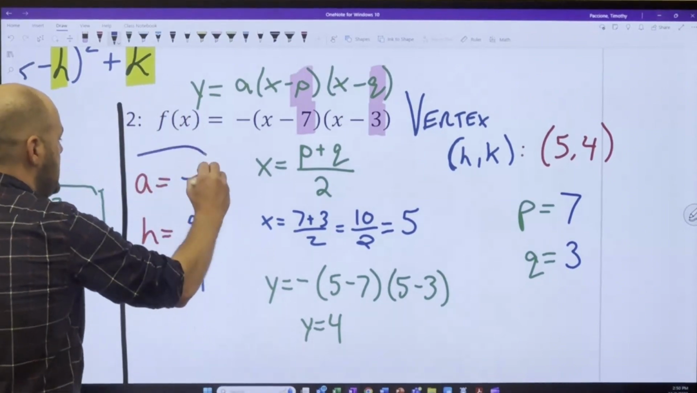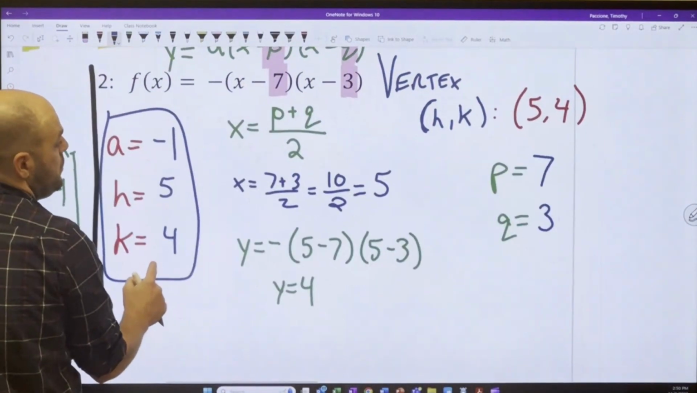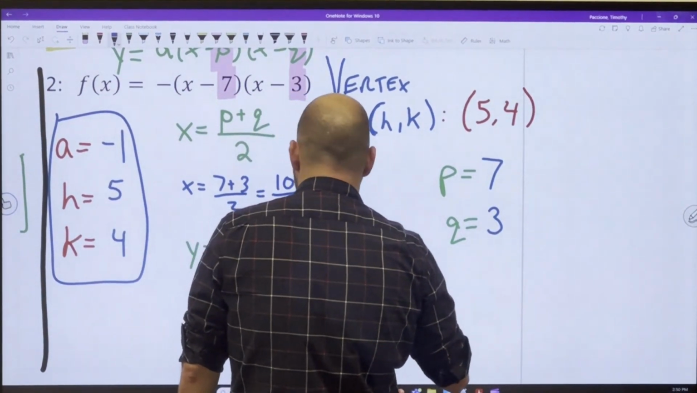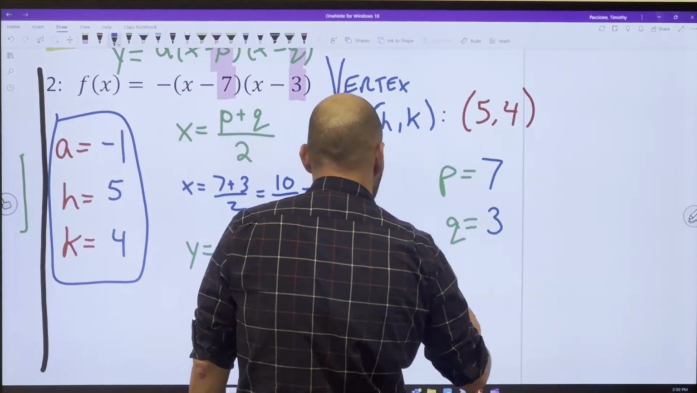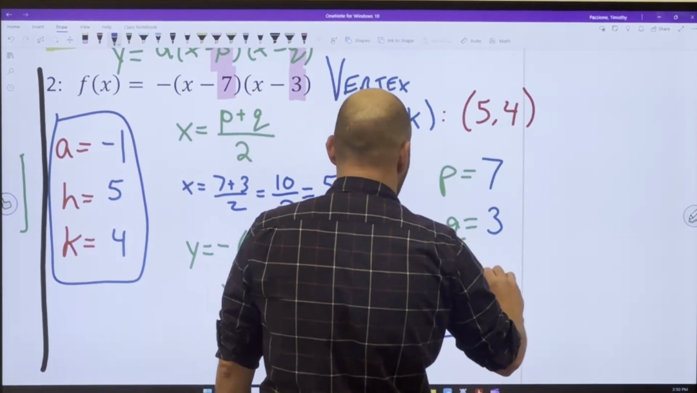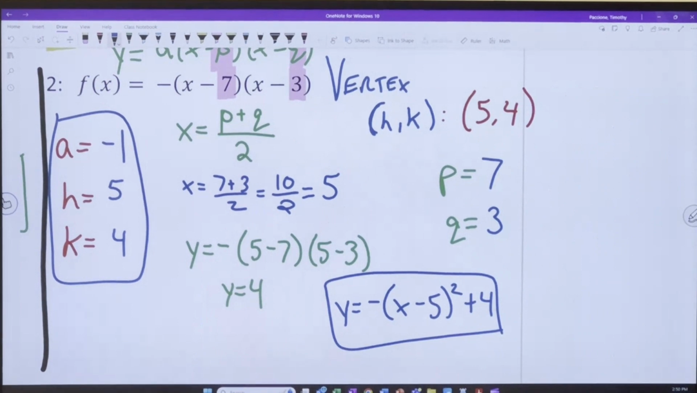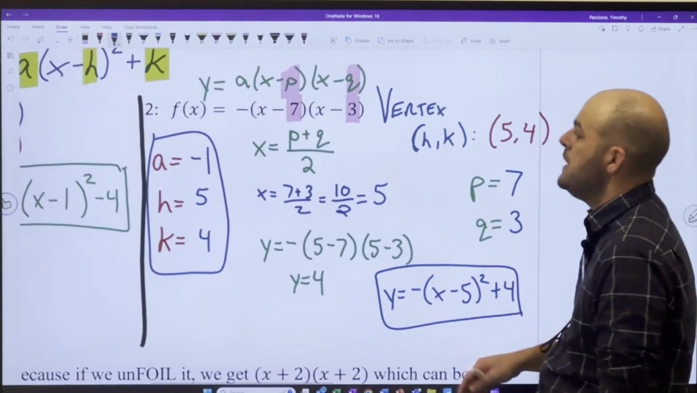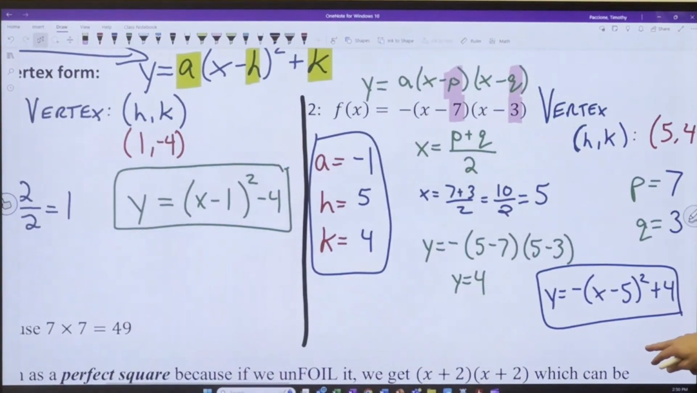Now I have all my pieces, I just plug them in to get my vertex form. So my vertex form is y equals negative x minus 5 squared plus 4, and I've converted to vertex form. So that was the old way of doing things. There's going to be a new way, at least for standard form. Any questions on the old way?